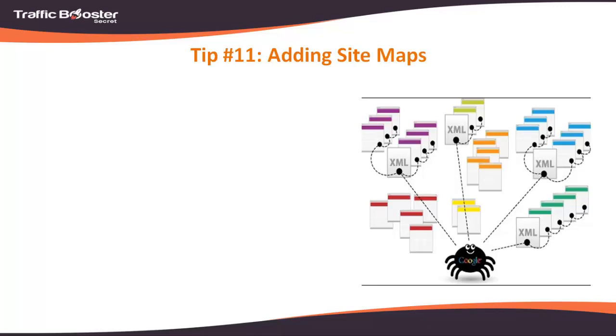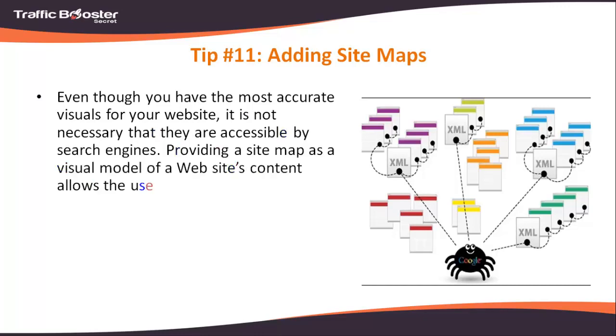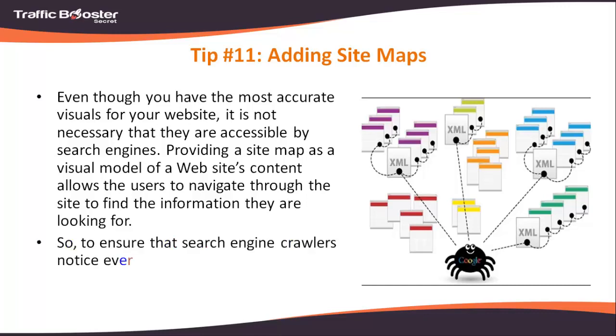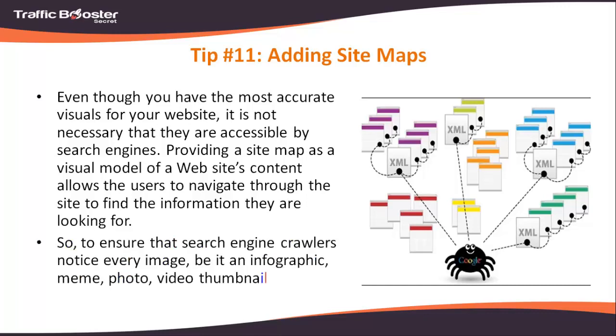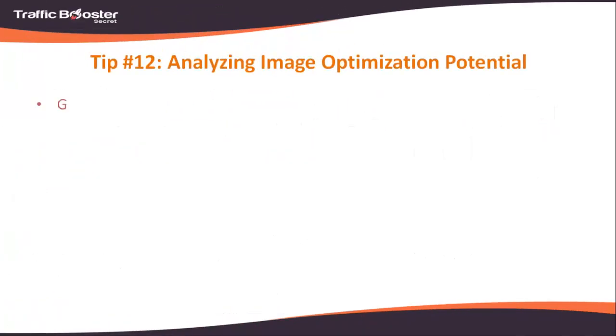Tip number 11. Adding sitemaps. Even though you have the most accurate visuals for your website, it is not necessary that they are accessible by search engines. Providing a sitemap as a visual model of a website's content allows the users to navigate through the site to find the information they are looking for. So, to ensure that search engine crawlers notice every image, be it an infographic, meme, photo, video thumbnail, etc., include them in your sitemap.